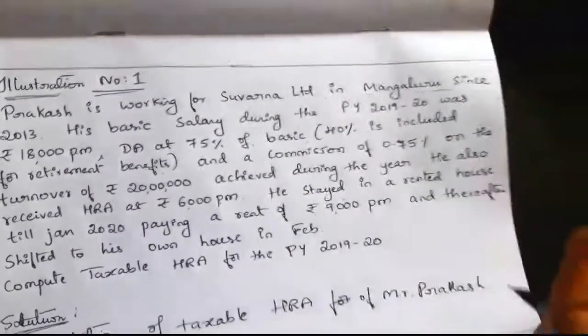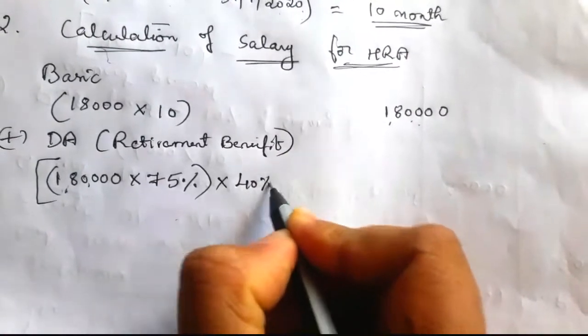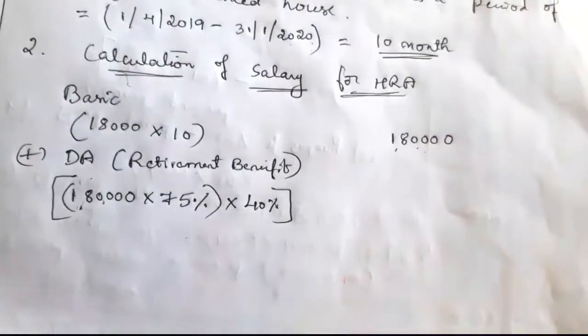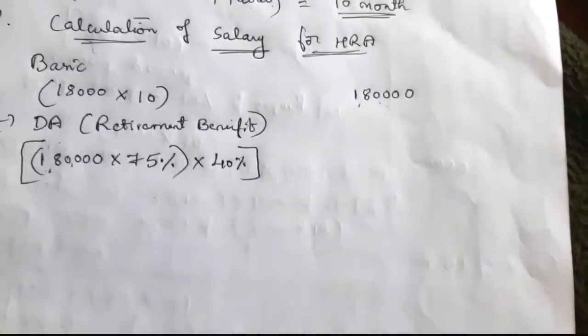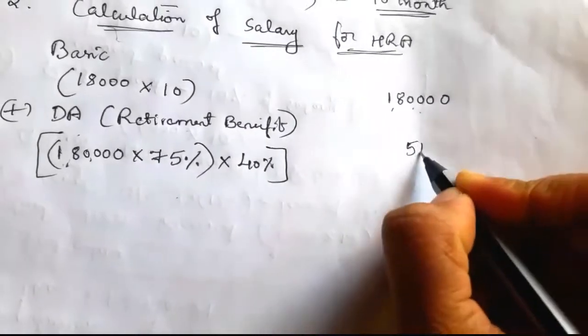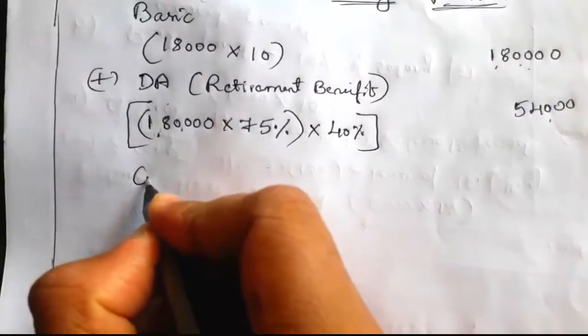40% is included for retirement benefit. So only 40% of the DA we have to take for the salary purpose here. So 1,80,000 into 75% is a DA value. In that, 40% is considered for retirement benefit. So that is 54,000 is a DA value. Next we have to add commission.